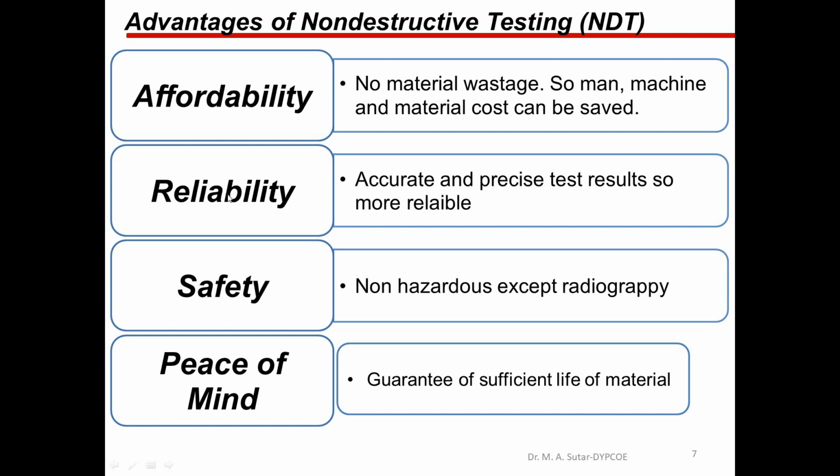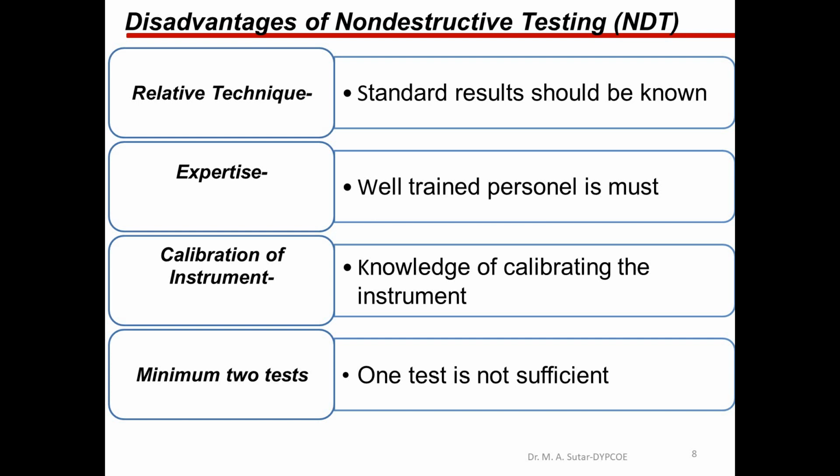Another important advantage is reliability. The results which we are going to seek from these testing methods are accurate and precise. One can rely on that, so it is more reliable. Again, except radiography, most of the testing methods are safe, non-hazardous. Again, we have peace of mind. That is one of the indirect advantages of non-destructive testing, because in that way we are getting a guarantee of the sufficient life of the material.